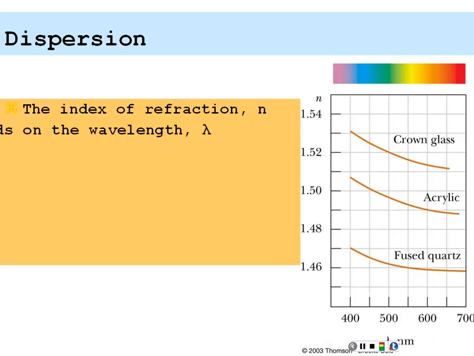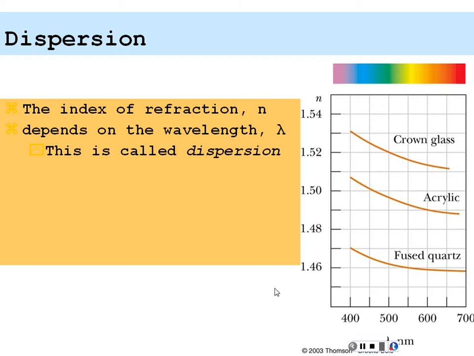Turns out that the index of refraction depends on the wavelength just a little bit. And here's a chart showing not much variation in the index as we go through visible light from 400 nanometers to 700 nanometers. This slight change in the index of refraction is called dispersion.